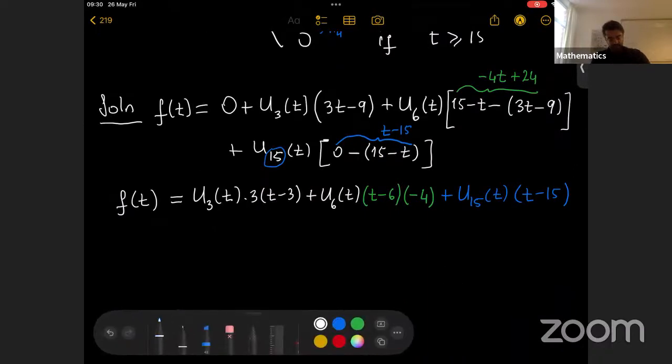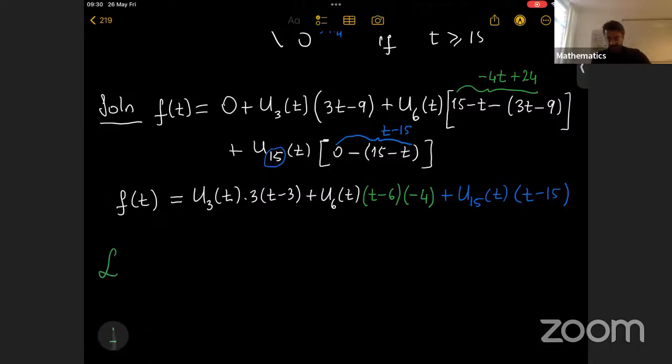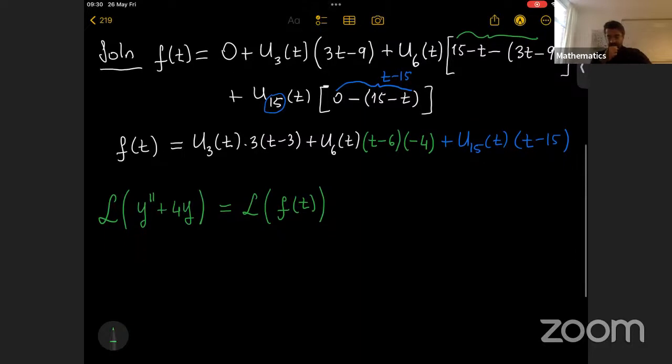So we get the following. The Laplace transform of y double prime plus 4y is equal to the Laplace transform of f of t. Well, this side is easy. This side is nothing but s squared times Y of s minus s times y of 0, but y of 0 is 0 and y prime of 0 is 0, so you get nothing from that part, plus 4 times Y of s. I don't write the remainder part here, y of 0 and y prime of 0, because they are both 0.